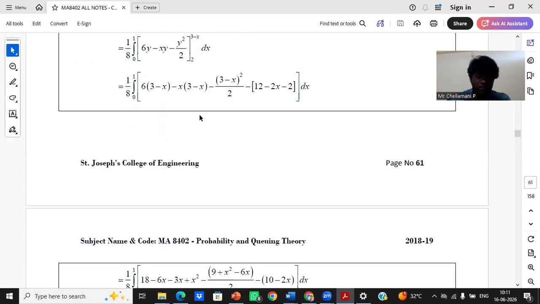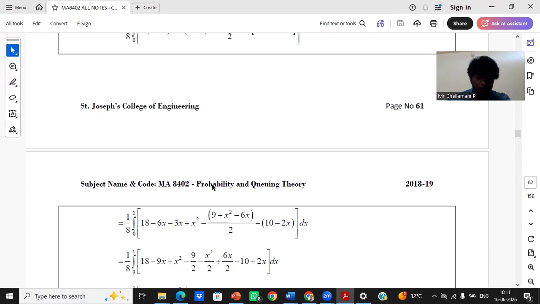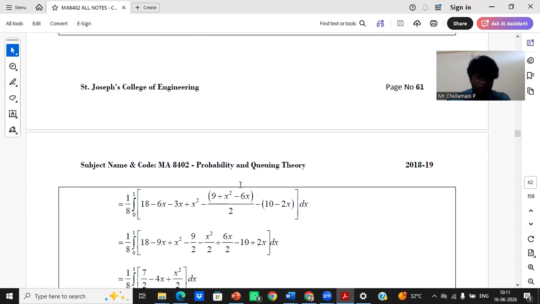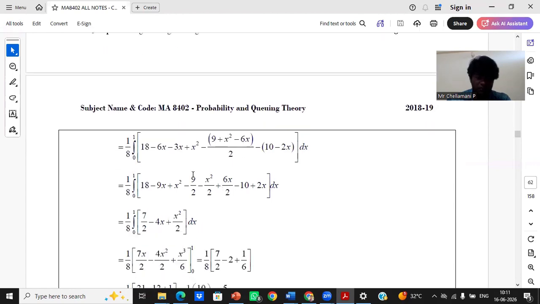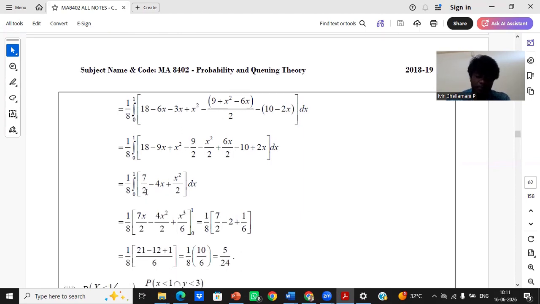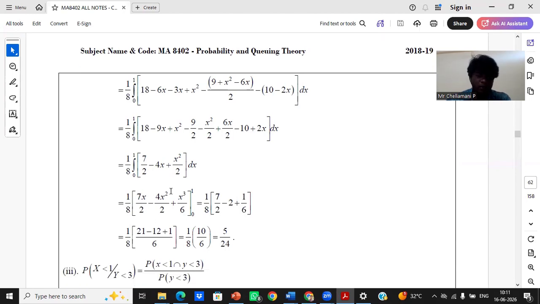So simplify these equations and we will get the particular values. Now integrating with respect to x. Before that, we simplify this and we will get 7 by 2 minus 4x plus x squared by 2. Now integrating this with respect to x, that is 7x by 2 minus 4x squared by 2 plus x cubed by 6. Now substitute upper limit 1 and lower limit 0.